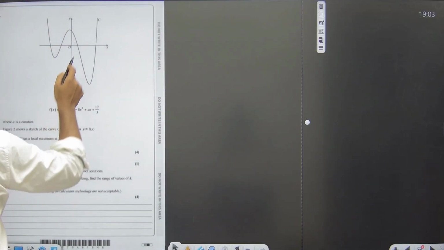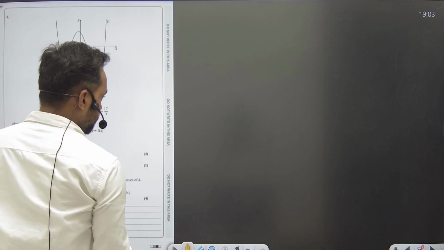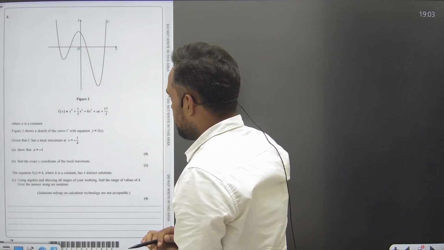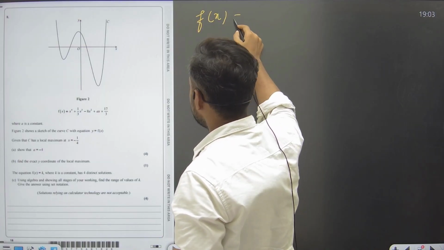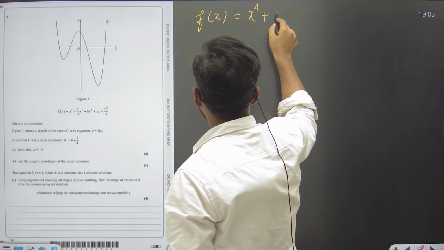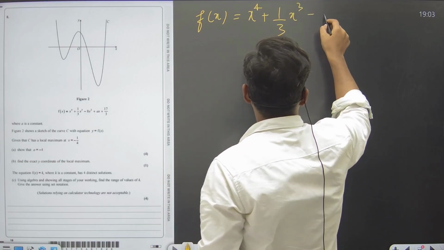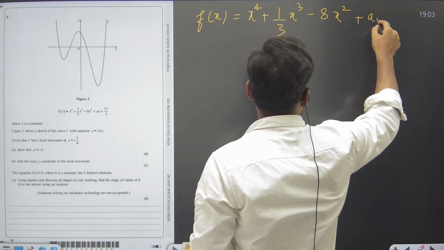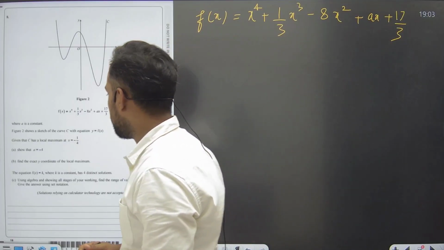We have been given a graph, a particular graph is there, and some function is provided where a is constant. So I'll write the function, students: f of x is equal to x power 4 plus of 1 by 3 x cube negative of 8x square plus of ax plus of 17 by 3. This is what they have given as a function.